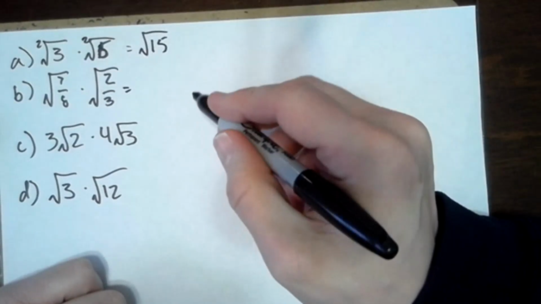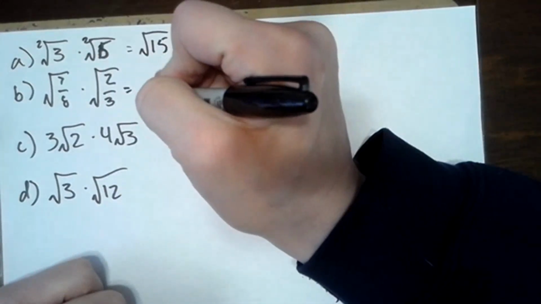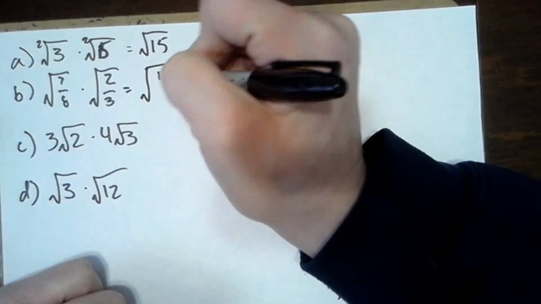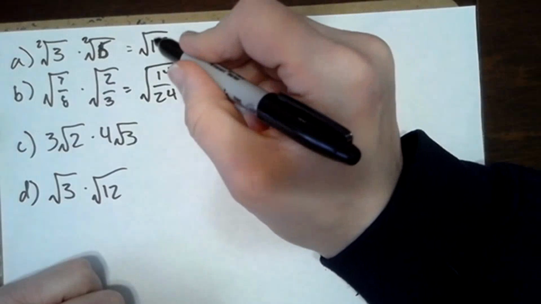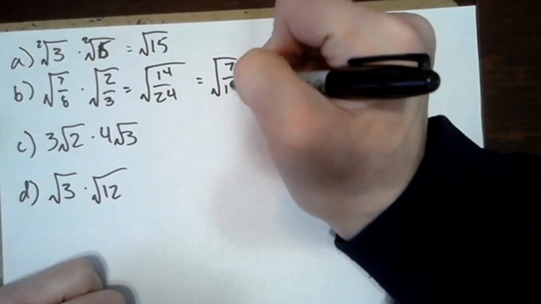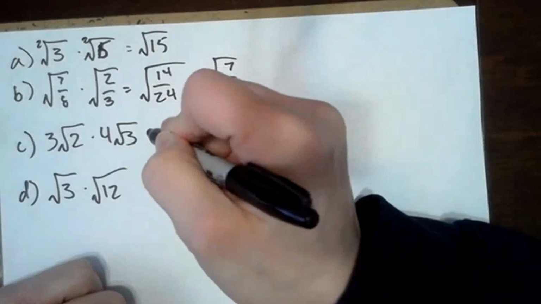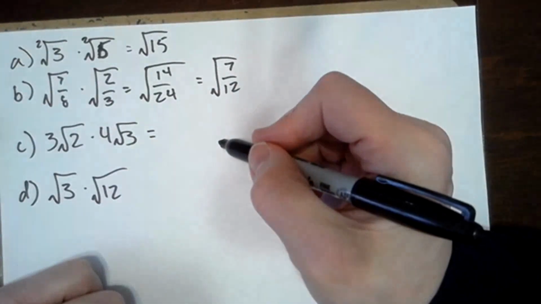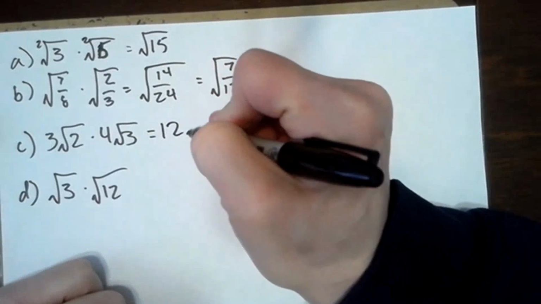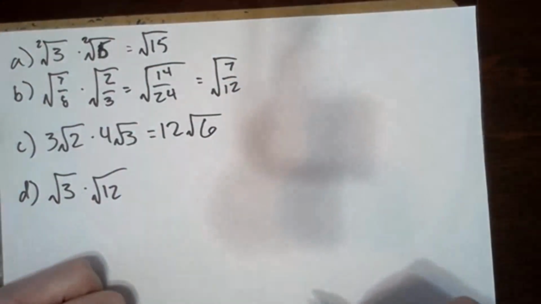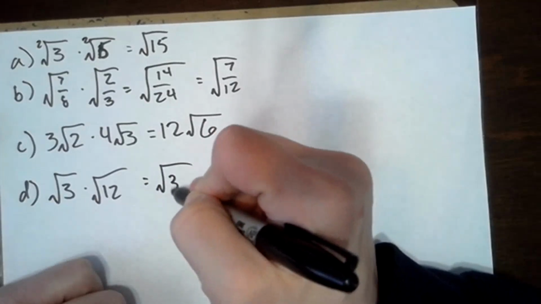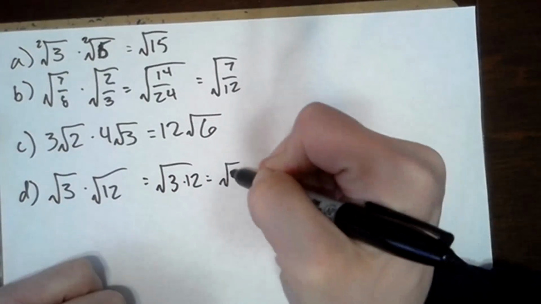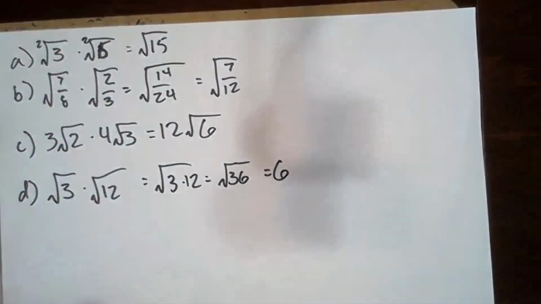Here we've got the square root of 7/8 times the square root of 2/3. Well, that's the square root of 14 over 24. We just multiply the numerators, multiply the denominators. We can simplify a little bit. That's the square root of 14 over 24, that's 7 over 12. 3 times the square root of 2 times 4 times the square root of 3 is going to give us 12 times the square root of 2 times 3, which is 6. And finally, the square root of 3 times the square root of 12 is the square root of 3 times 12, which is the square root of 36, which is just 6.